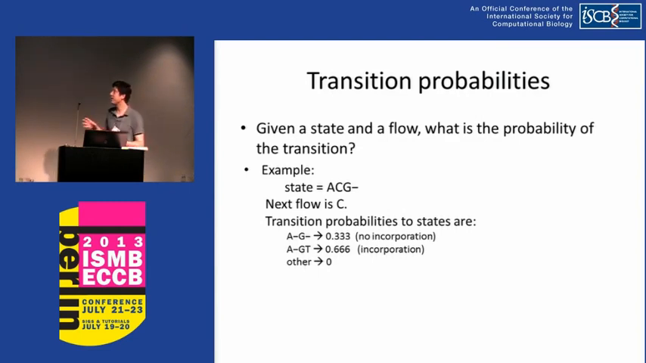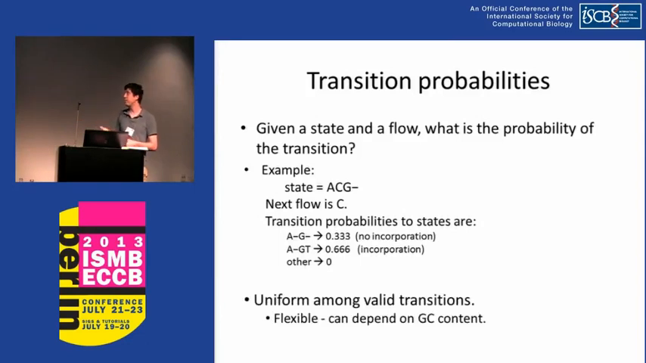And now this is a really flexible framework. So suppose you're sequencing a genome with a very high or very low GC content, you can plug it into the formulas and say, okay, G's and C's are more likely. So if the next flow is C and I have a C as a candidate, it might be more likely than 1/3.